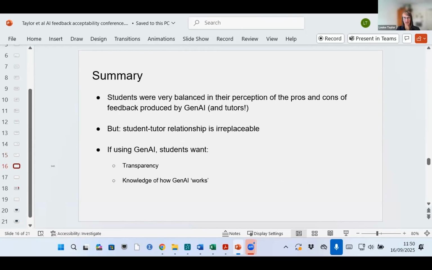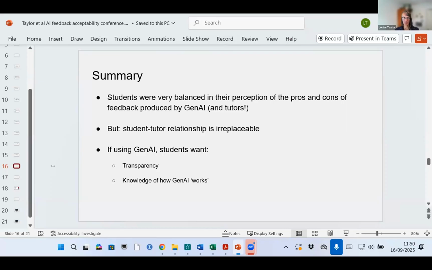So just to summarise and finish then, students were really balanced in their perception of the pros and cons of feedback produced by GenAI, but also us as tutors. They could see some of the advantages of using GenAI to help them with understanding where they could improve in their work. But ultimately, that relationship they have with us is irreplaceable in helping them to learn and improve and understand what they're doing and how they can get better at it.